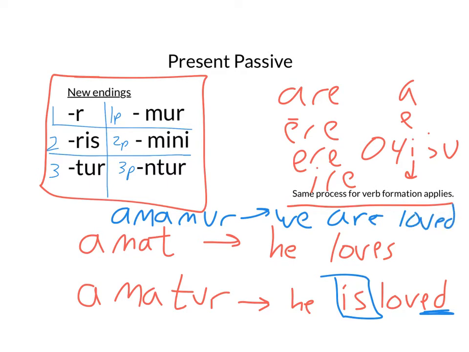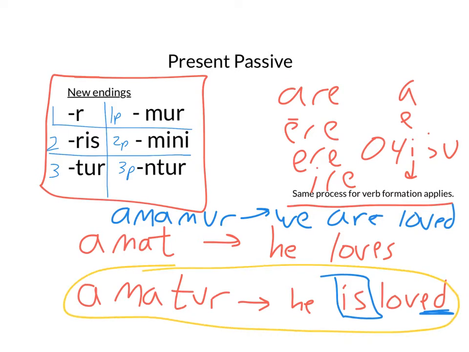We are loved. You'll note that the passive voice is turning the subject into the patient, the thing being acted upon. It's no longer the agent doing the action. In the active voice, which is what we have here with amat, the subject is the agent. However, in the passive, you get the subject as the patient.